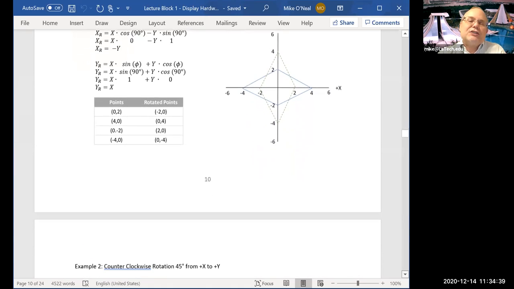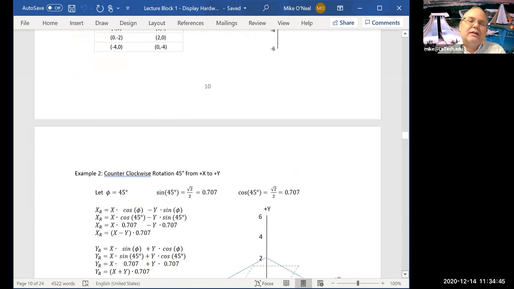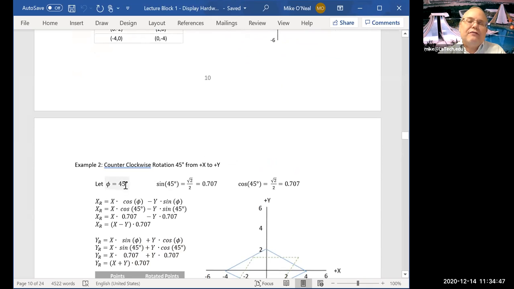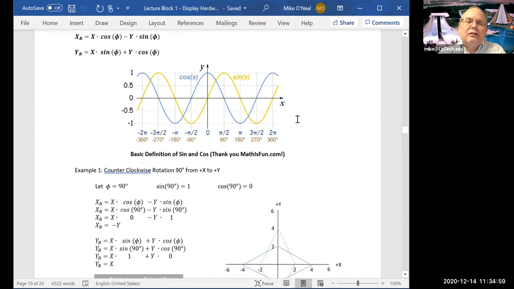Okay. So, let's look at one more example. Let's say that we want to do a 45-degree counterclockwise rotation. So what's that going to be? Well, if we go back and look, here's 0 degrees, here's 90 degrees, so 45 degrees is right in the middle.